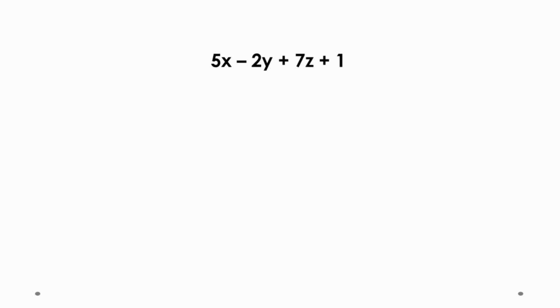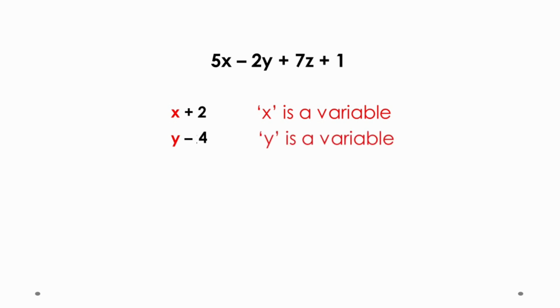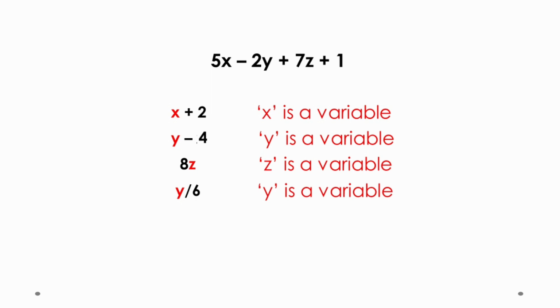Now, how is an expression formed? Let's have a look. If we write x plus 2, it means 2 is added to x, where x is a variable. If we write y minus 4, it means 4 is subtracted from y. Here, y is the variable. If we write 8z, it means 8 is multiplied by z, where z is a variable. If we write y upon 6, it means y is divided by 6 and y is a variable.